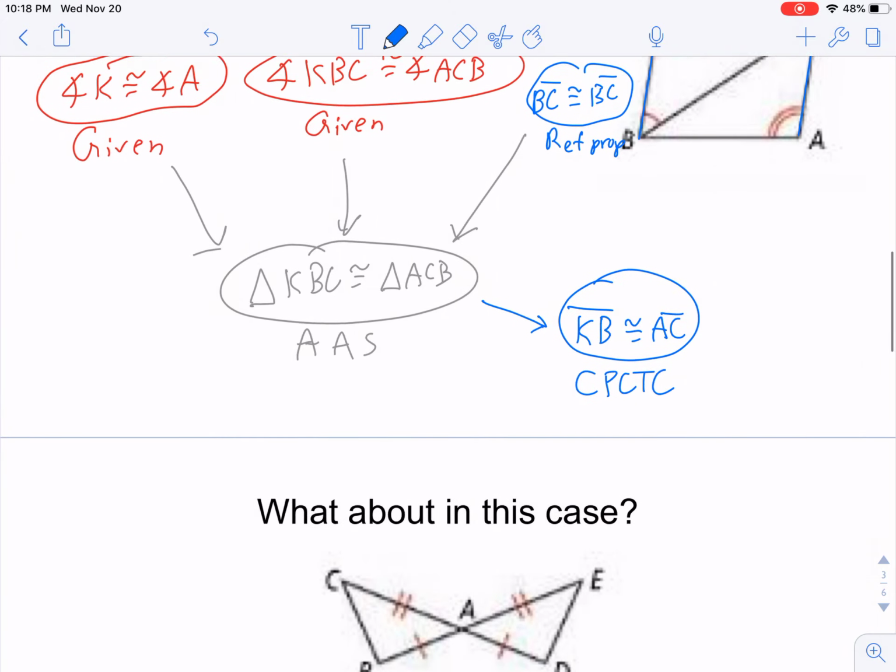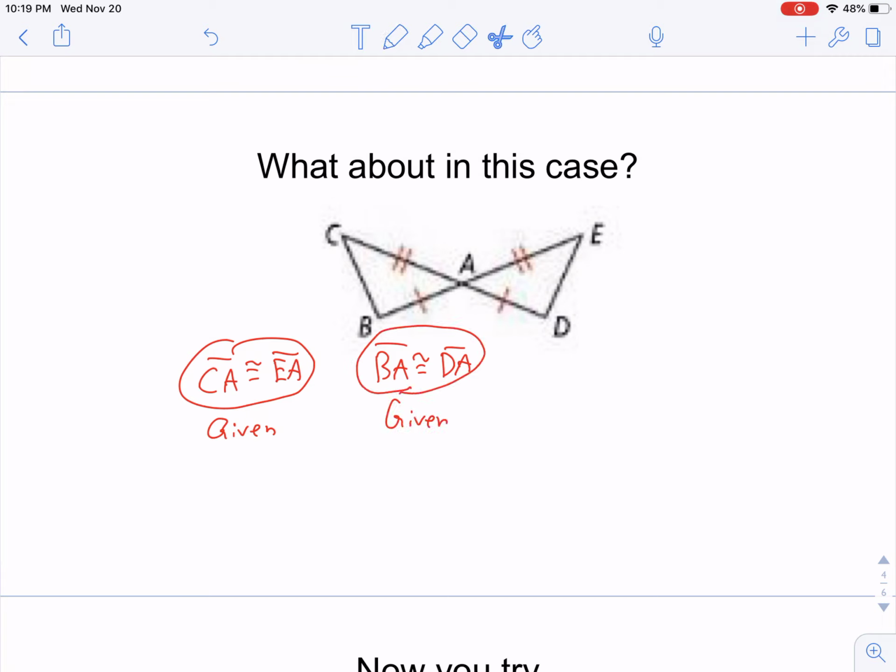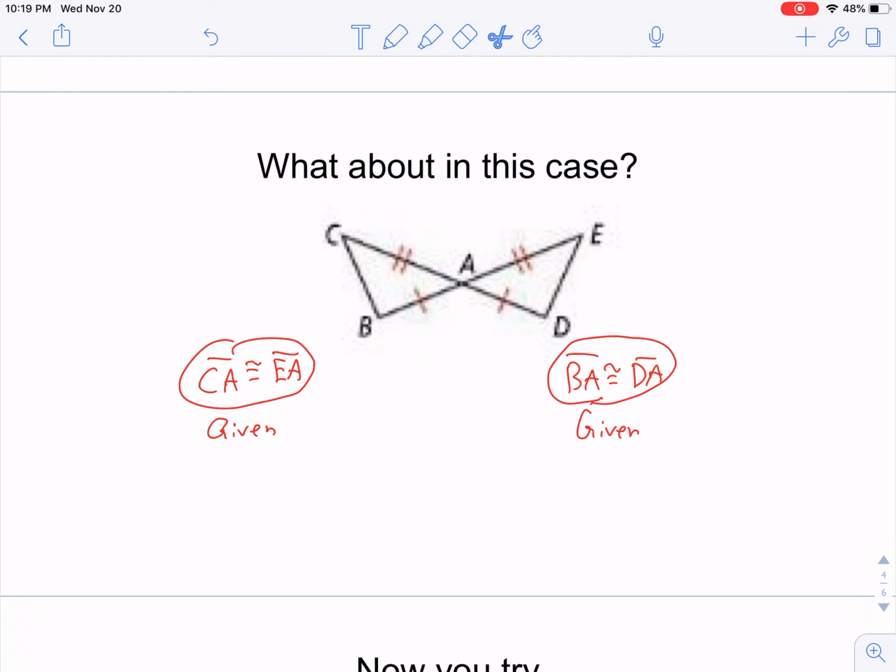Let's see a different one. Once again, which triangle congruence shortcut would you use here? I hope you said SAS, because that's what we're looking for. Once again, we'll start with the givens, as always. And we've only got those two givens.